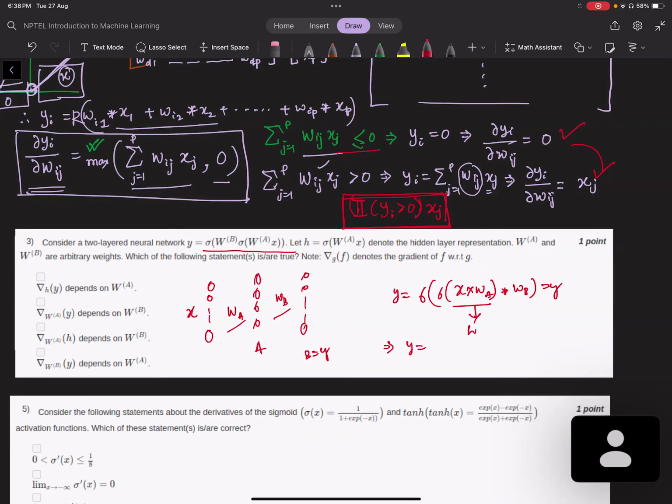That implies Y equals sigma H WB. Okay, so he's saying that this is a network, and Y equals this, and WA and WB are arbitrary weights. So which of the following statements is true? And this is like gradient of F with respect to Z.